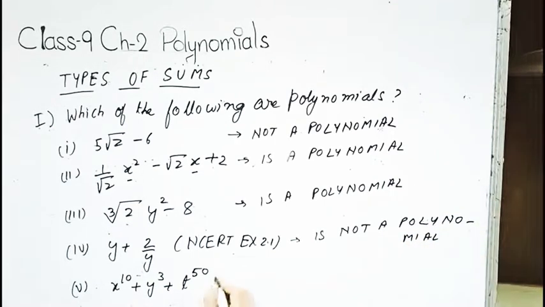Now, this also has been taken from NCERT, same exercise. x power 10, y power 3, t power 50. Here in this expression, 3 variables are there, but for all the 3 variables, the power is a whole number. Therefore, it is a polynomial.